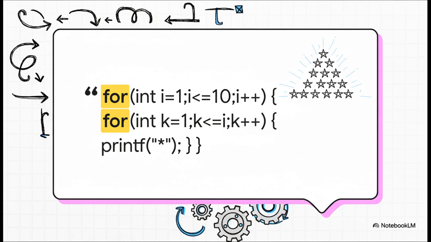The outer loop, with its counter I, just runs from 1 to 10 for our 10 rows. But look at the inner loop. Its counter K only runs up to whatever number I is on at that moment. So when I is 3, the inner loop runs 3 times. When I is 7, it runs 7 times. That little connection is the whole secret sauce.